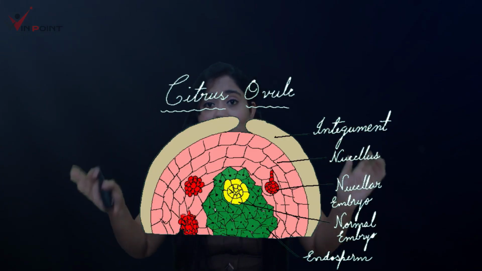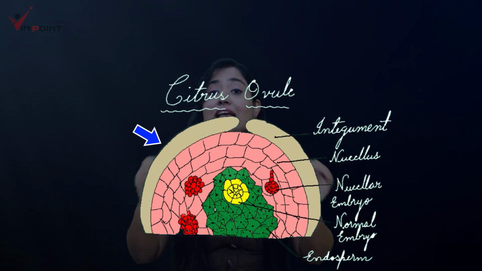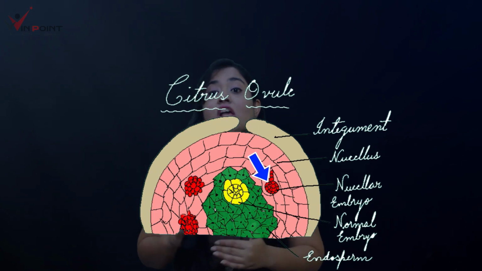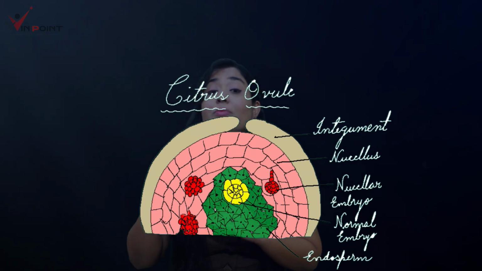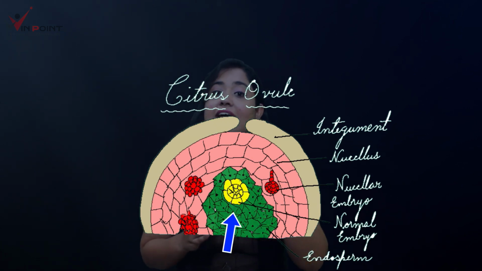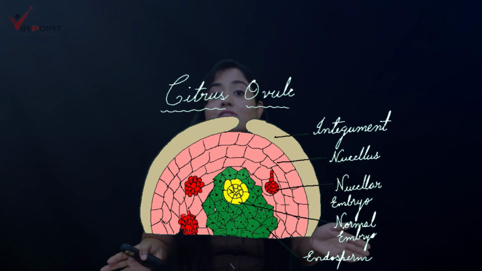You can see the structure of citrus ovule. Outer is integument, inside many cells are there, the central mass is called nucellus, and nucellus gives rise to a nucellar embryo. That is what adventive polyembryony is. It's from a diploid cell. And you can see the inner mass in which the normal embryo is present, and along with that endosperm cells are there. This is the structure of citrus ovule.